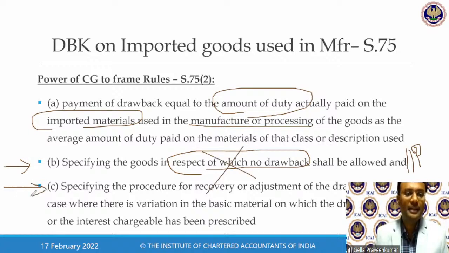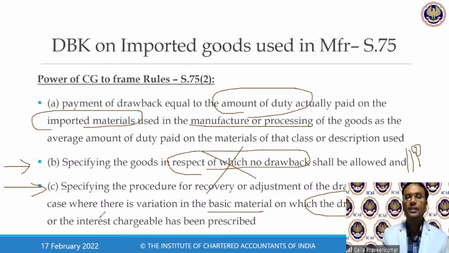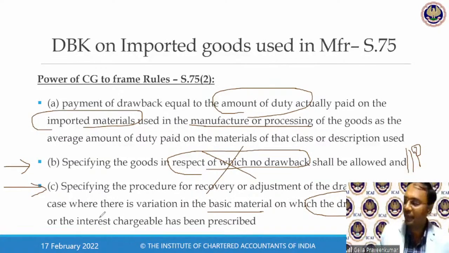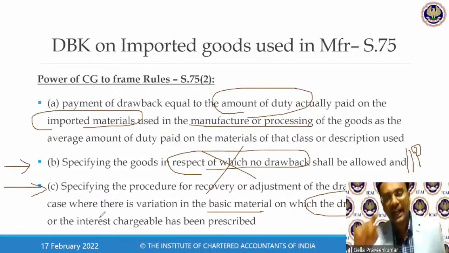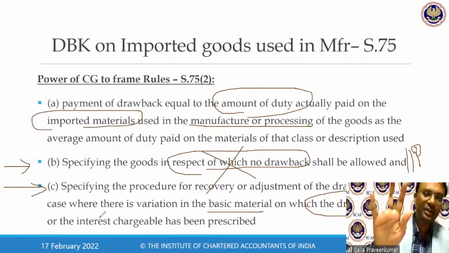They're going to specify a procedure for recovery or adjustment of drawback in case there is a variation in the basic material on which the drawback rate or interest is fixed. Sir, the government has given a particular rate. How did they give it? Say you're a manufacturer of compound A. You're going to declare that you are going to use 20% of chemical X, 30% of chemical Y, 40% of chemical Z. I have various compositions. Based on your composition, I have given this duty drawback.